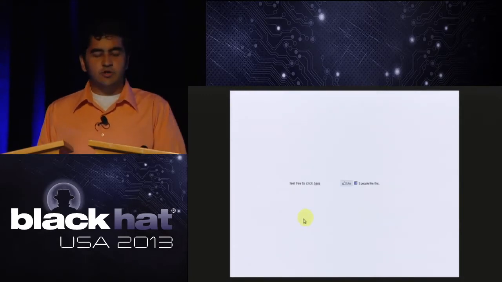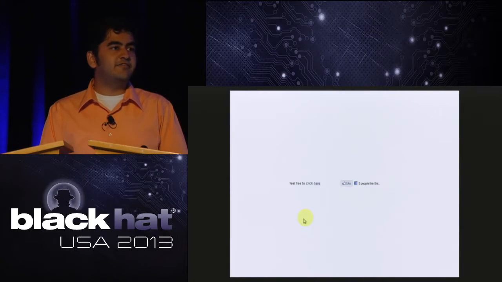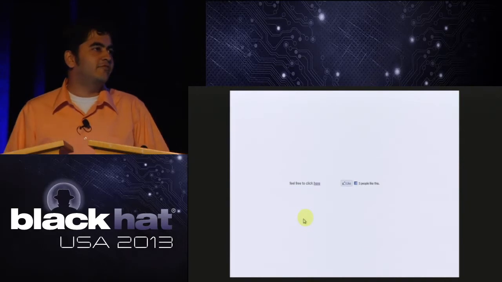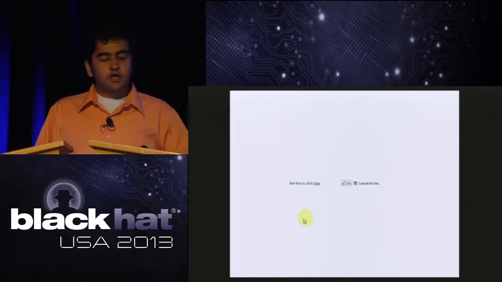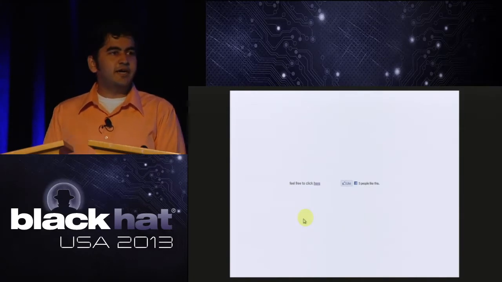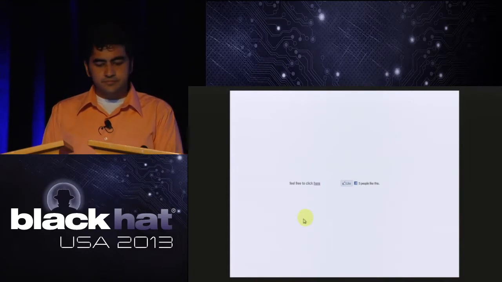The user is asked to click the "here" link at the left, and we want to trick the user into clicking on the like button. So simple stuff. The user is thinking he's clicking on "here," and we want to trick the user into clicking on the like button. The yellow circle is the real hardware pointer, and the arrow is a fake one drawn by the attacker.